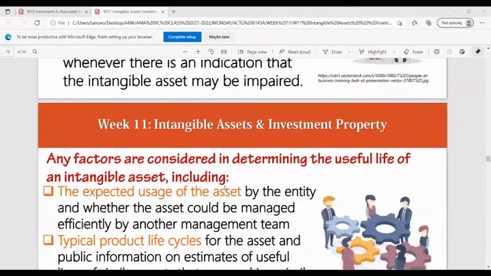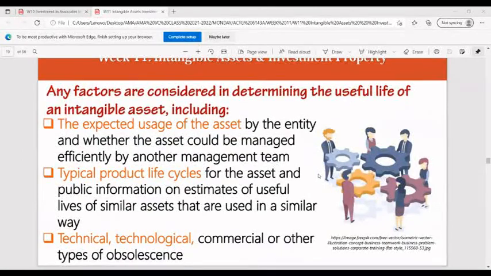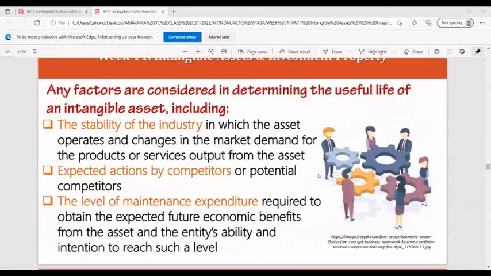Many factors are considered in determining the useful life of the intangible asset, including the expected usage of the asset by the entity and whether the asset could be managed efficiently by another management team; typical product life cycles for the asset and public information on estimates of useful lives of similar assets that are used in a similar way; technical, technological, commercial, or other types of obsolescence; and the stability of the industry in which the asset operates and changes in the market demand for the products or services output from the asset.